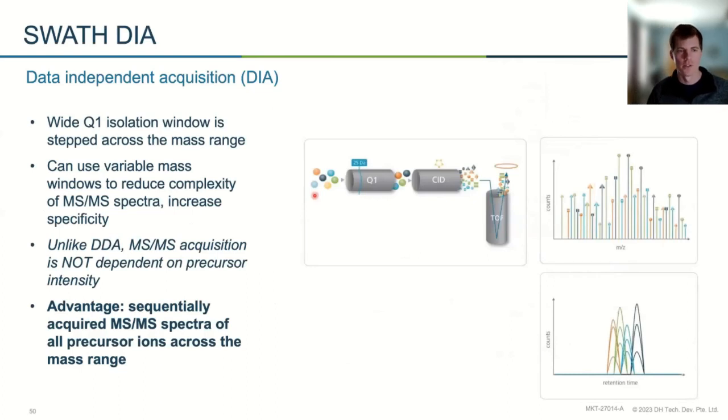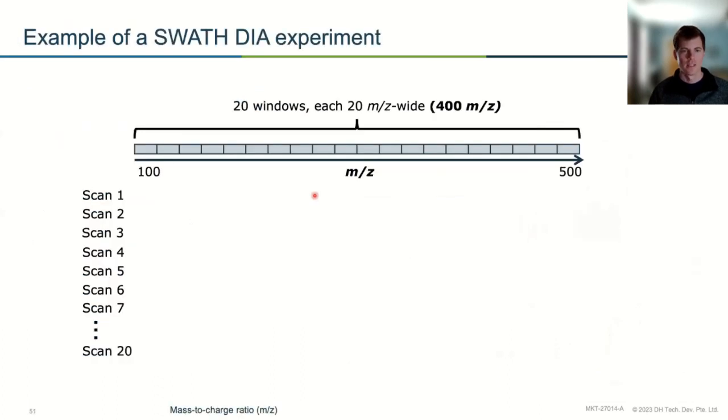And then the other way to do it, data independent acquisition. In this case, we don't need the computer to decide what the top peaks are. We set predefined windows. So in this example, we have windows that are 20 m/z wide. That quadrupole is going to set a 20 m/z window, let all those compounds in, and then fragment all of them at the same time.